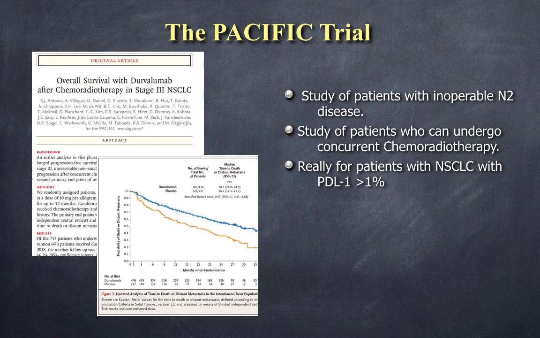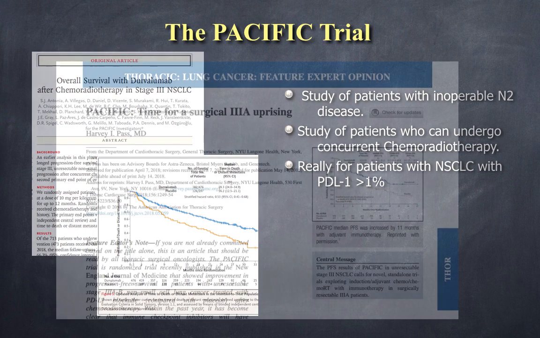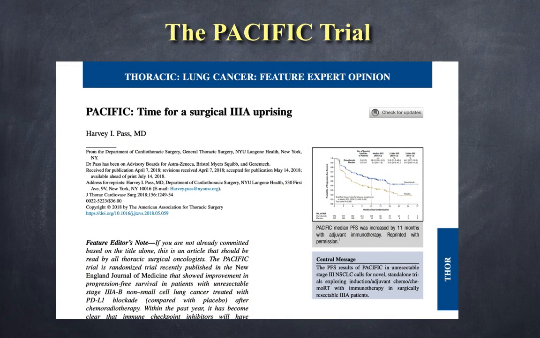Obviously, the big study on the block is the PACIFIC trial. Now, it is different. So this is from America. It's people with inoperable N2. So this is not our group. Americans are very aggressive with their nodal dissection. So an inoperable N2 in America is really going to be inoperable. It's going to be that bulky confluent disease eroding into nodes. They are aggressive. They do chemoradiotherapy before surgery.